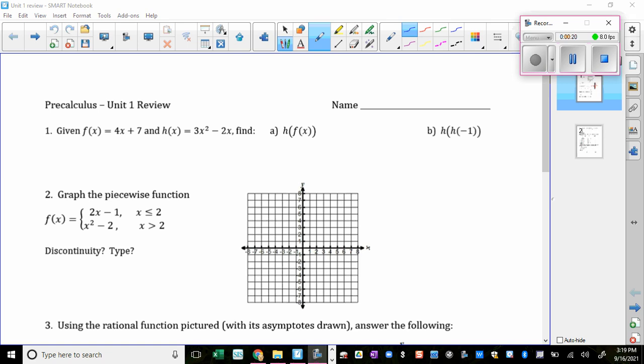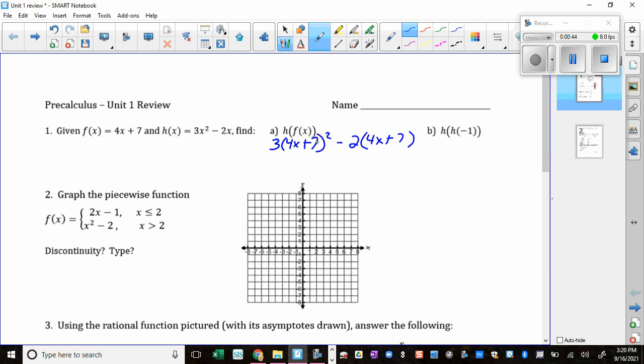So on this first problem, I want h of f of x. It means that h is the boss, and I have to plug in f of x into that. So I'm going to get 3 something squared minus 2 something here. Inside that parentheses, I'm putting 4x plus 7 in both places. Over to the side here, I'm going to work out this (4x plus 7) squared.